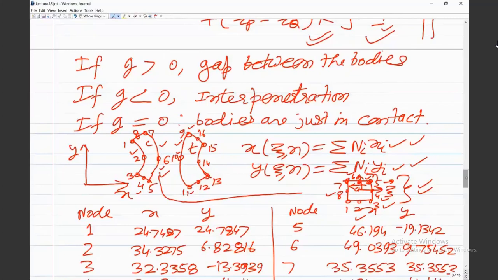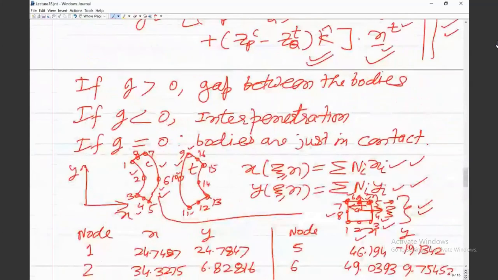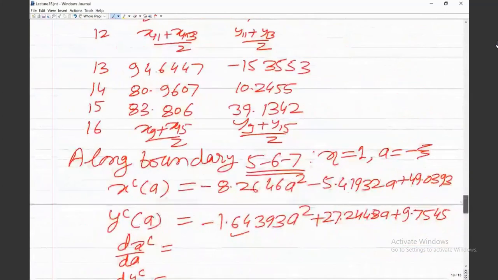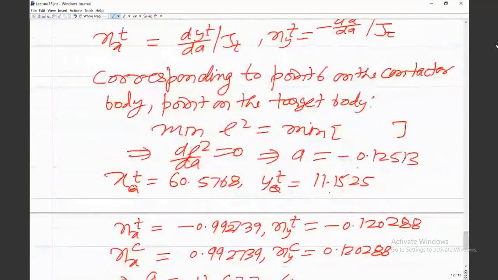But here AC and AT are the same only, no? No, they will not be the same. In general, they can be different. In specific cases, they can be the same in value. For example, here in this example, for point 6, A is equal to minus xi, and the value of xi at that point is going to be 0. So you will see that AC is equal to 0, whereas for the target body, A is coming out as minus 0.12513. Okay, sir.